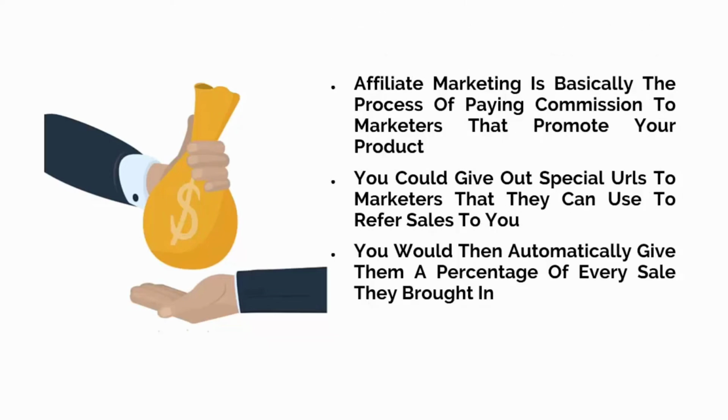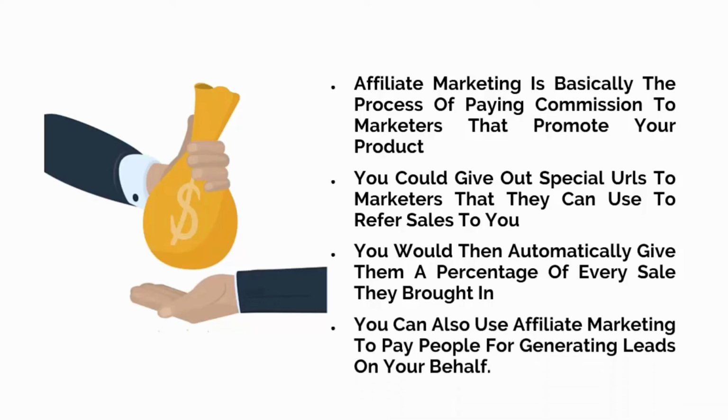From here, you would then automatically give them a percentage of every sale they brought in. If they were to earn you 5 sales, then you would pay them something between 40 and 60% for each of those sales. The higher the percentage, the more people would likely work to drive leads your way. Likewise, you can also use affiliate marketing to pay people for generating leads on your behalf. Affiliate marketing then is in fact a form of CPA because you're only paying out each time someone actually makes you a sale or a lead.